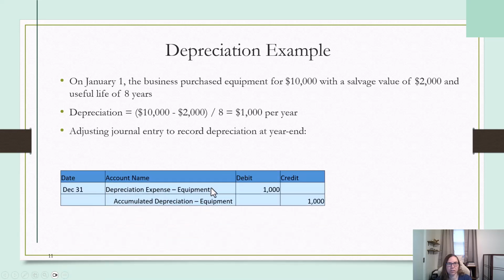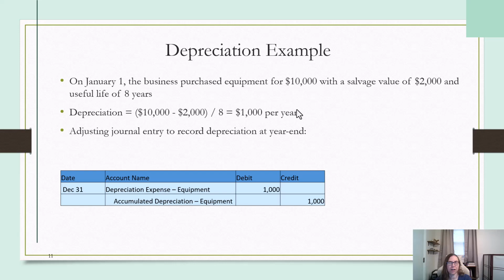Debit depreciation expense. A lot of times they'll have separate depreciation accounts for separate types of assets. It just depends on the company. But they would have depreciation expense dash equipment for $1,000 and a credit to accumulated depreciation dash equipment for $1,000. And they would do this every year for 8 years.